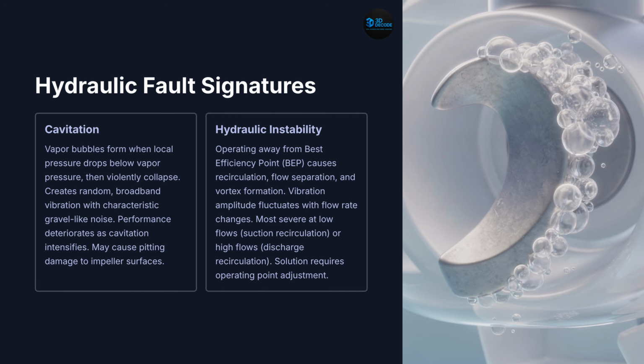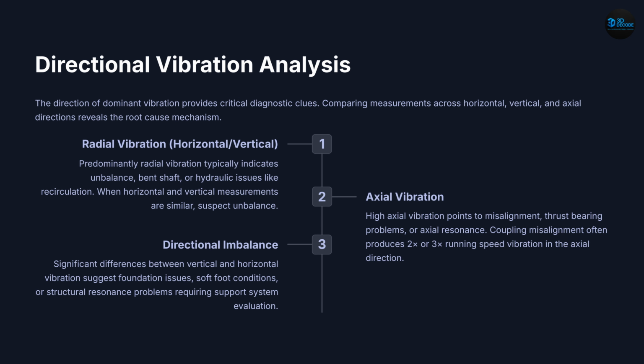Slide 13. Directional analysis. Radial vibration indicates unbalance or hydraulic issues. Axial vibration indicates misalignment or thrust problems. Directional differences indicate foundation or structural issues.